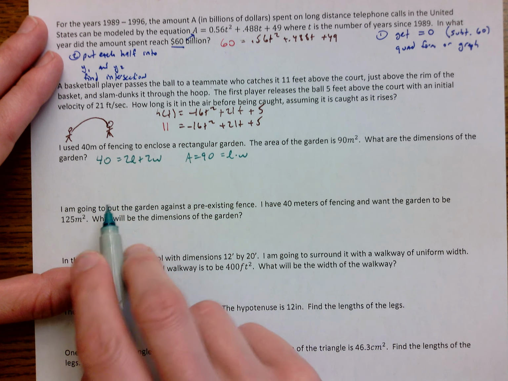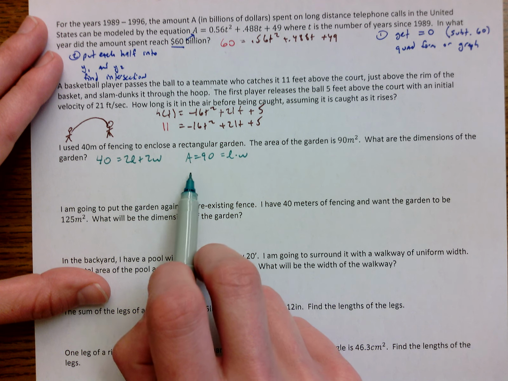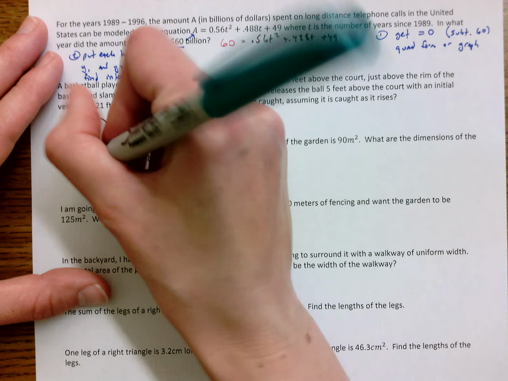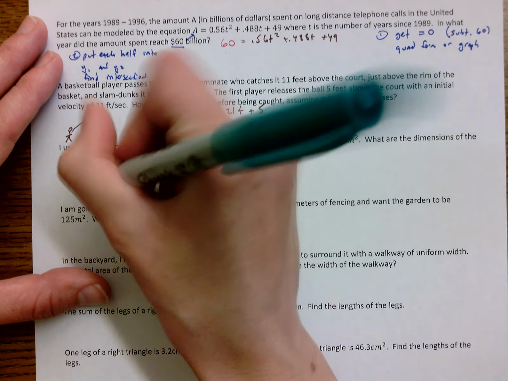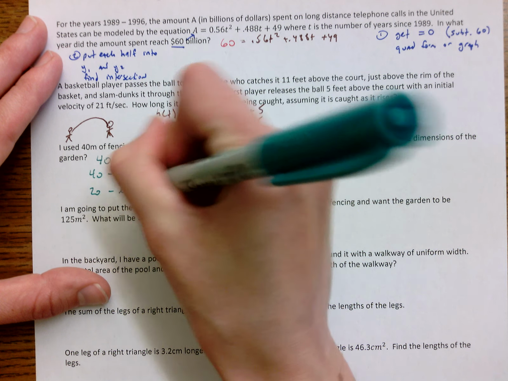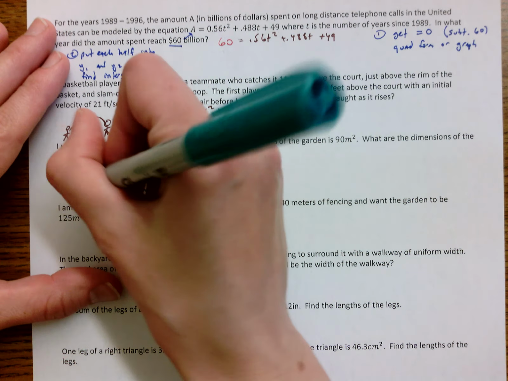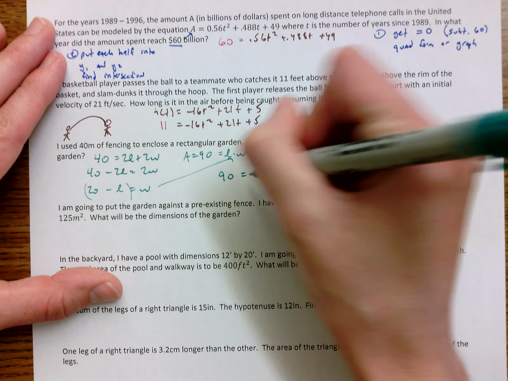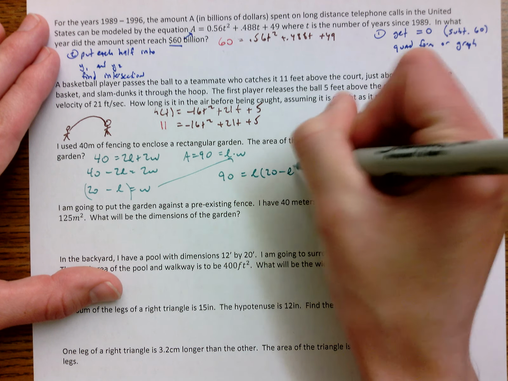Okay, so then I can go ahead and solve one of these equations and plug it into the other one, right? So I can figure this guy out, make this 40 minus 2L equals 2W. So then 20 minus L equals W. You could have also solved for L, same deal. And then I'm going to plug that into this equation over here. And that's going to give me 90 is equal to the length times 20 minus the length, right?